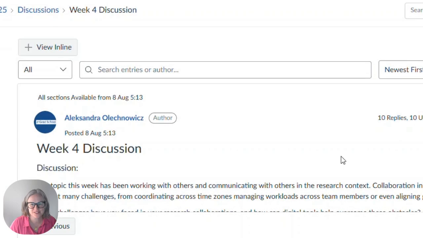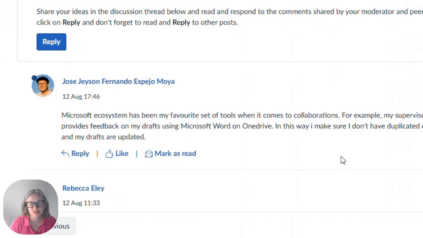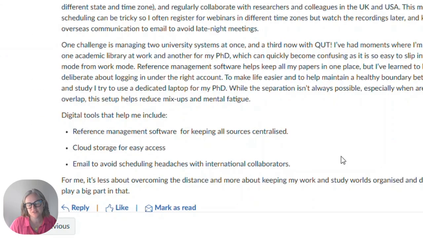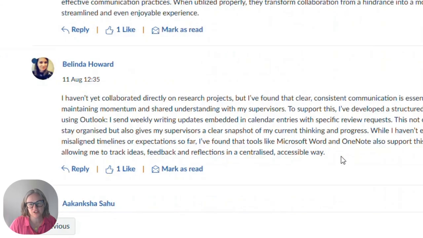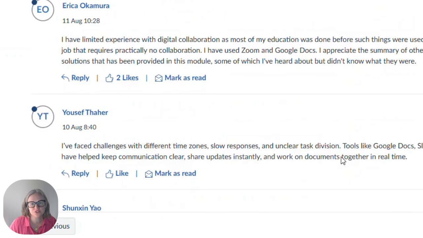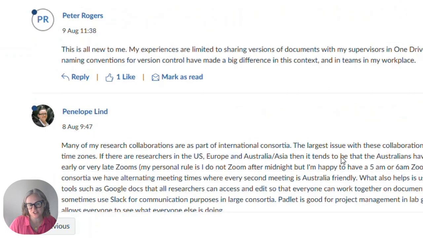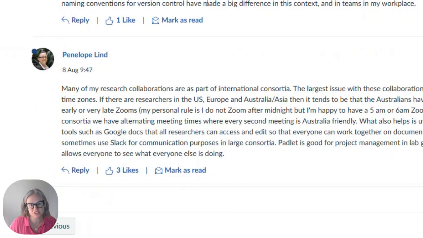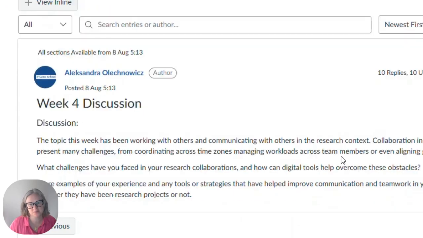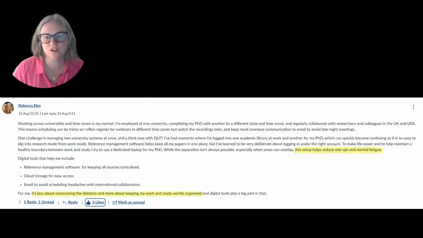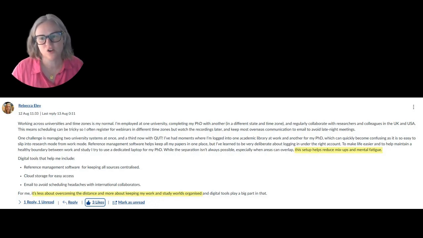I found this week's discussion particularly interesting because it contained a range of examples of experiences of collaboration and helpful digital tools, including tools and strategies that have helped improve communication and teamwork in a range of project types. For example, Rebecca talked about the workflows they implement to create separation or to bring information together between and across work, research, and study spheres as needed.